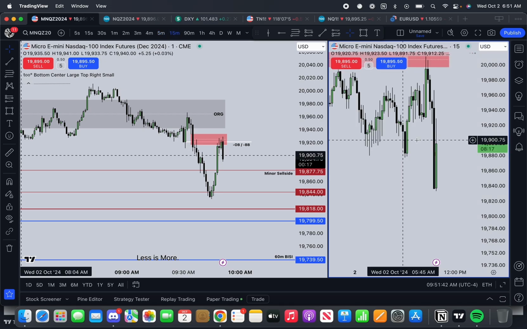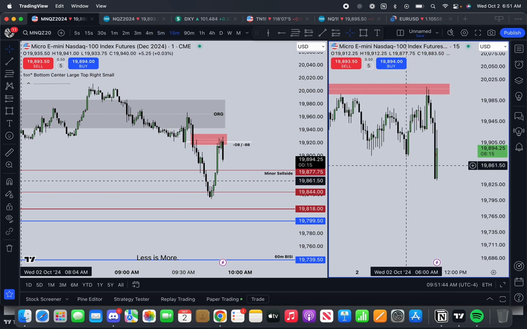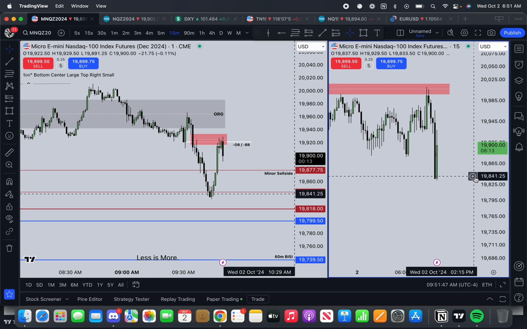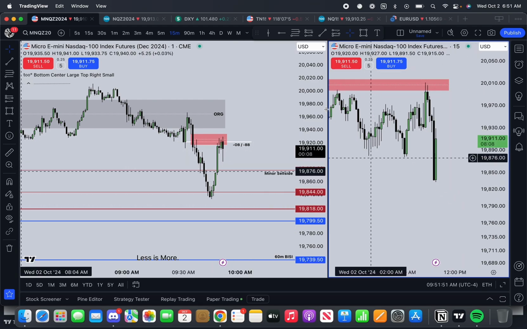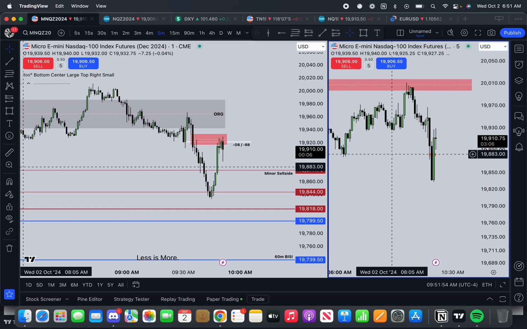But I'll stay on a little bit longer. I'll stay on until this 950 to 1010 macro's over. See if we can see a run into that previous day's low or not, or if we end up rallying here.